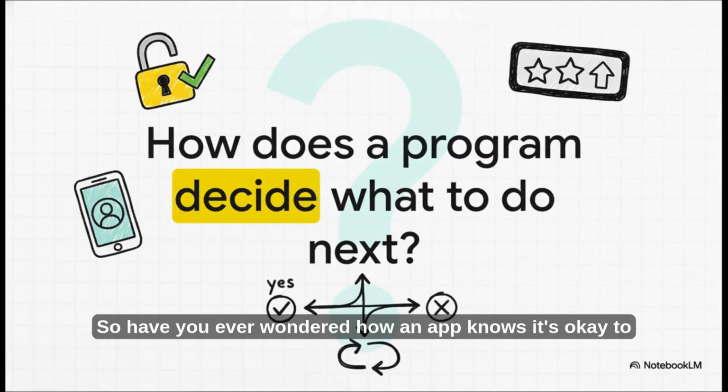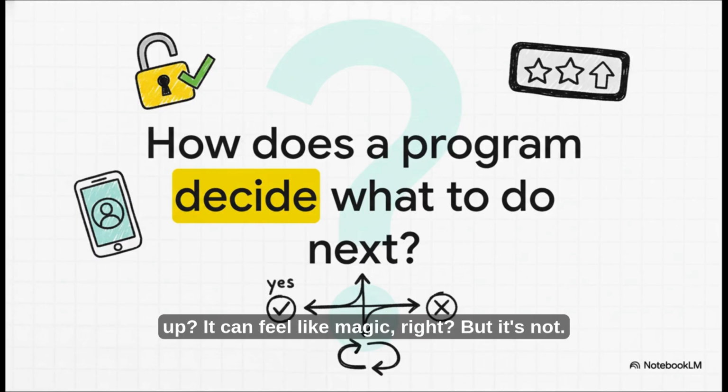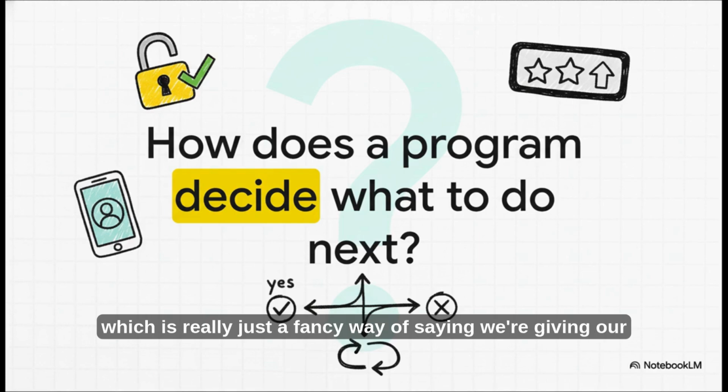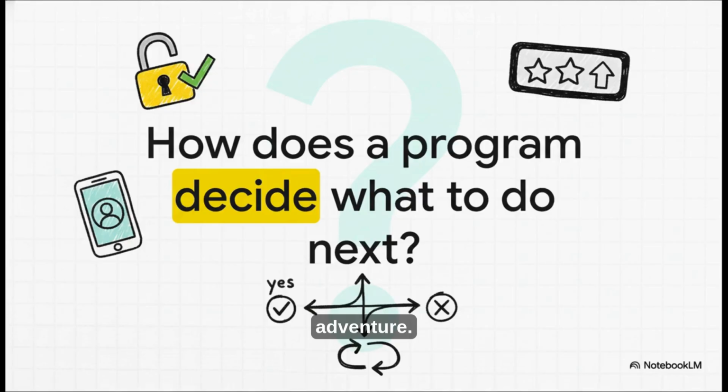So have you ever wondered how an app knows it's okay to grant you access? Or how a game knows you finally leveled up? It can feel like magic, right? But it's not. It's all about a core concept called control flow, which is really just a fancy way of saying we're giving our code the power to make decisions and choose its own adventure.